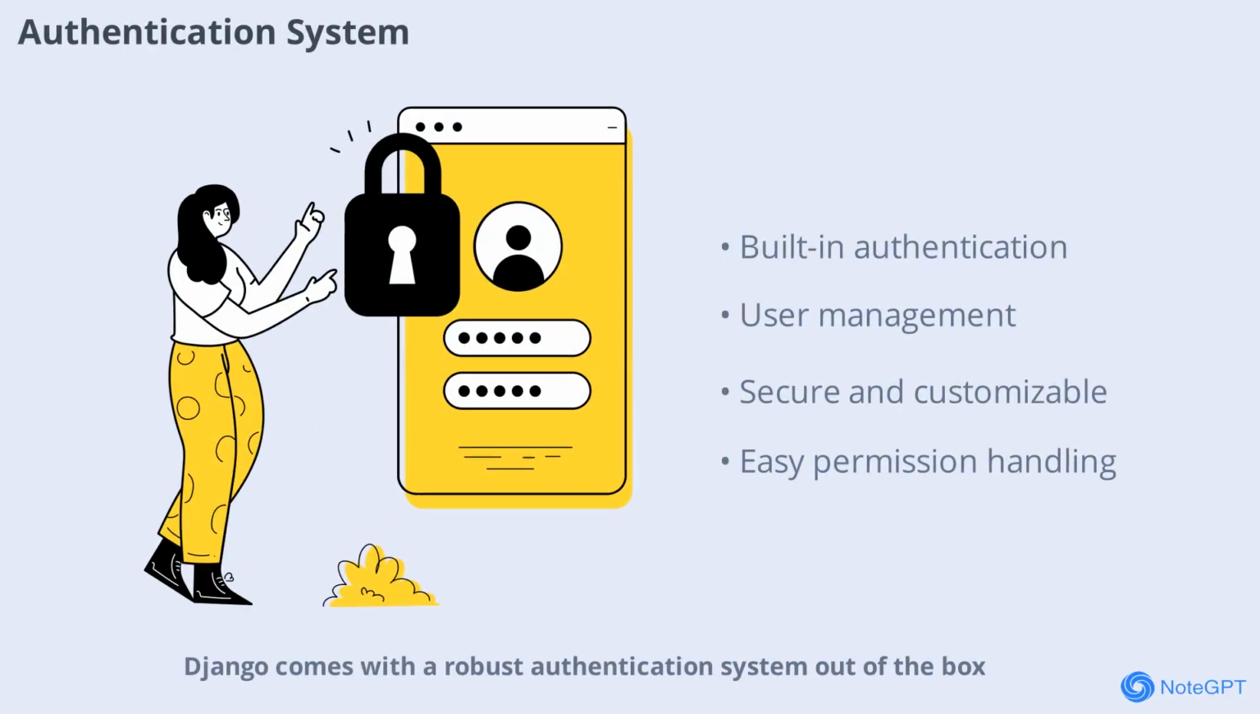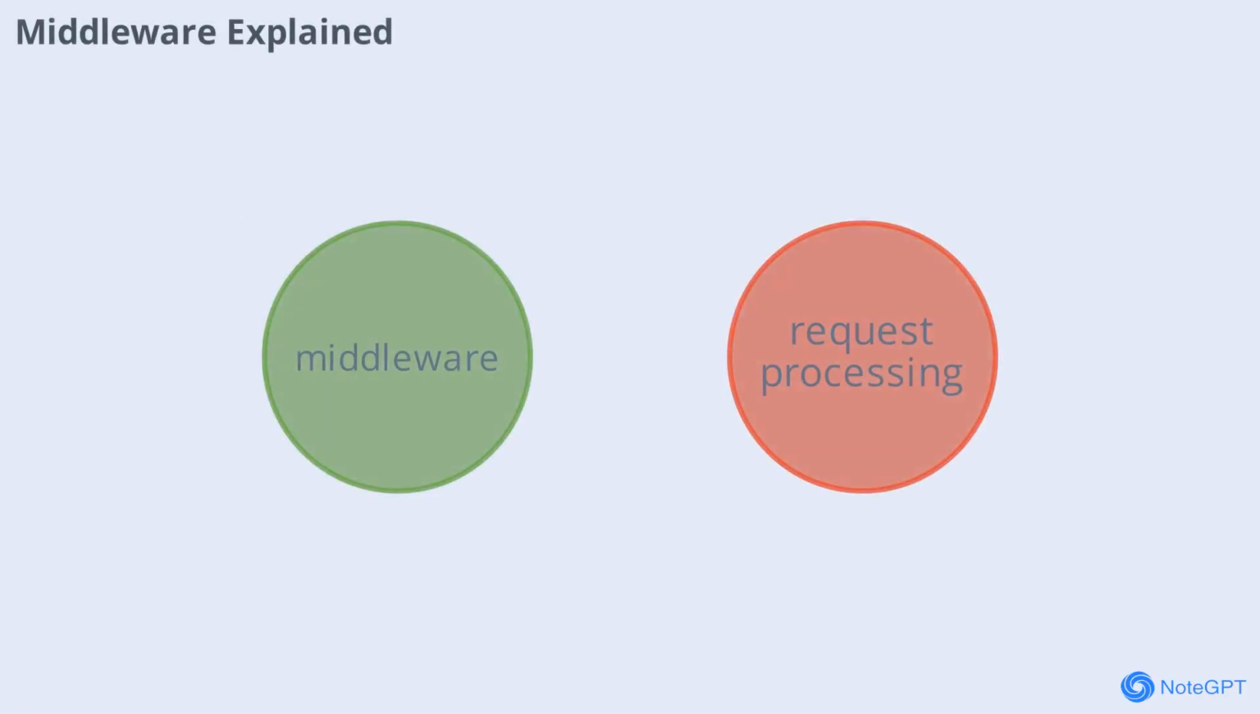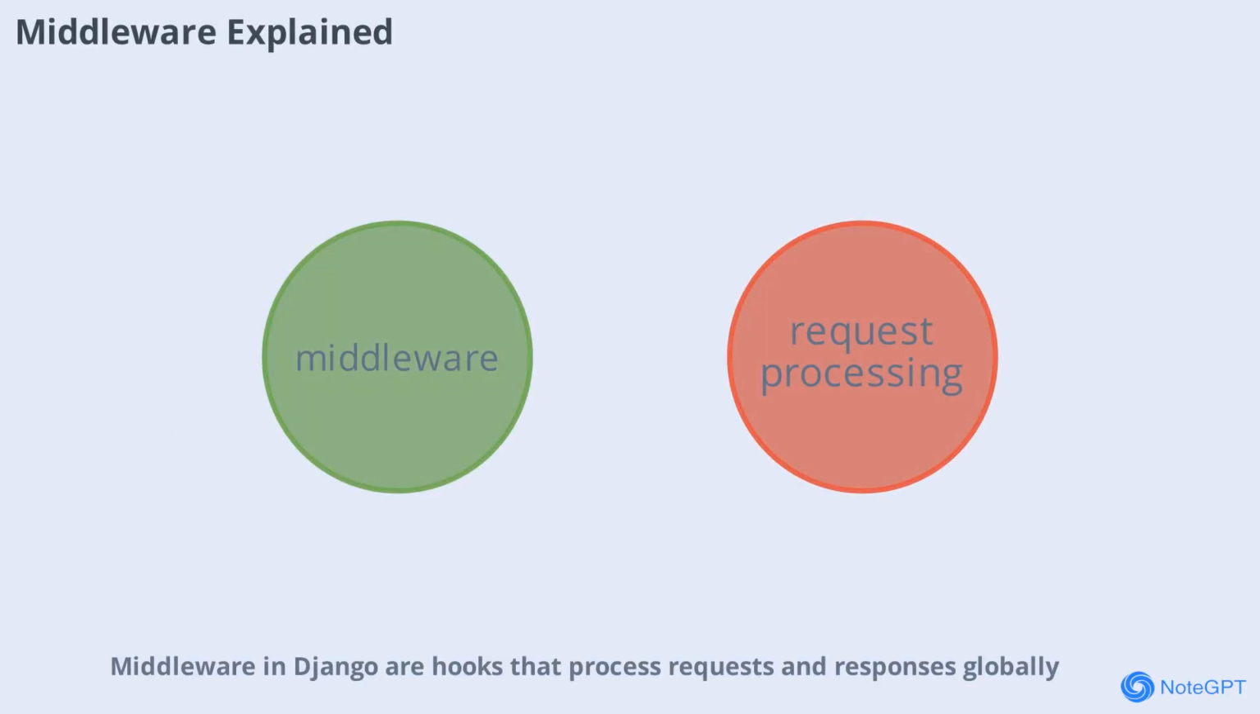Django comes with a robust authentication system out of the box. It handles user registration, login, logout, and password management, so you don't have to build these features from scratch. The authentication system is secure, customizable, and integrates with other Django components, making it easy to manage users and permissions in your application.